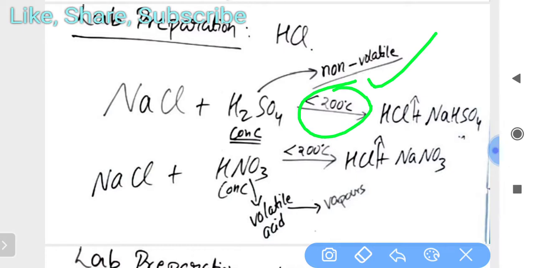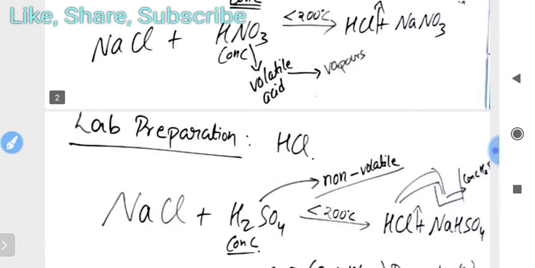But if we use HNO3, it is a volatile acid. Its vapor evaporates here. So that's why we are not using concentrated HNO3, because it is a volatile acid.